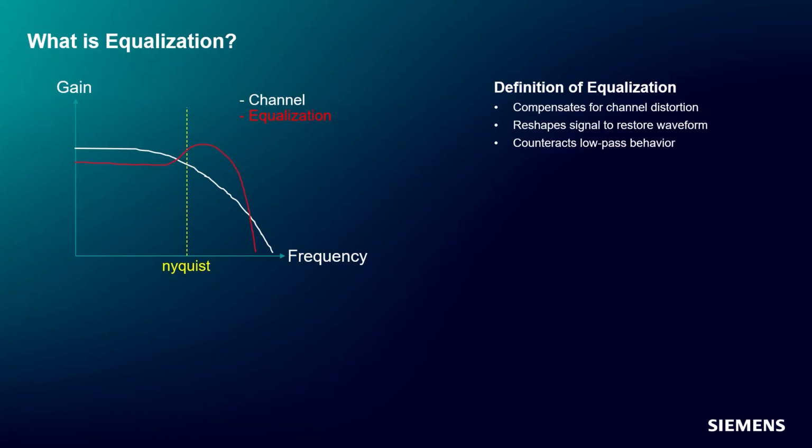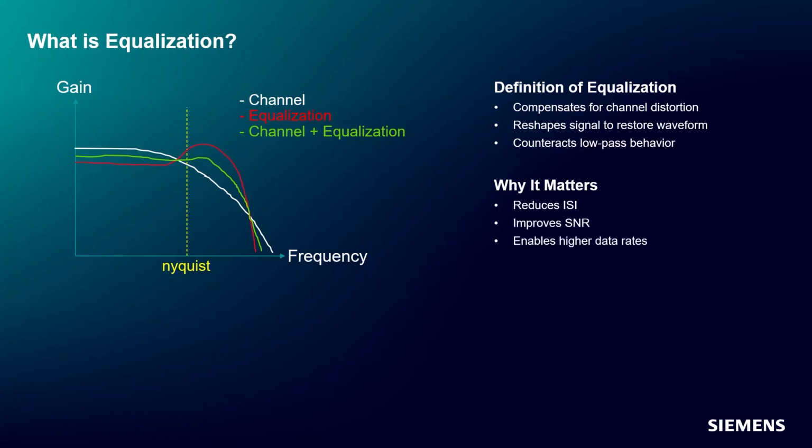Ideally, the equalizer behaves like the inverse of the channel so that the combined response of the system is as flat as possible. This can be expressed mathematically. The equalization transfer function is the inverse of the transfer function of the channel. This helps reduce ISI, improve signal-to-noise ratio, and increase the maximum data rate of the system.